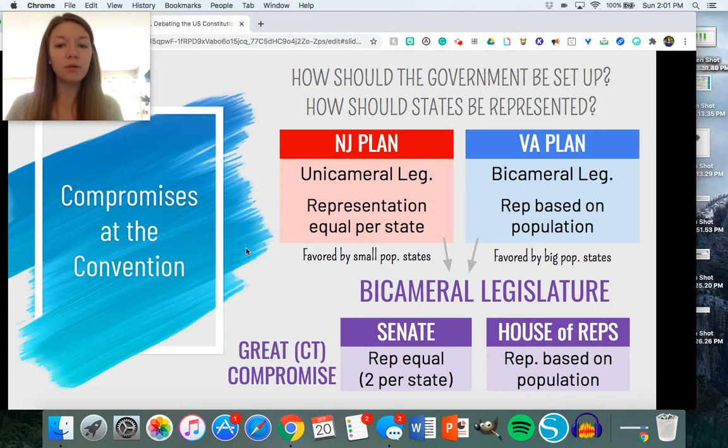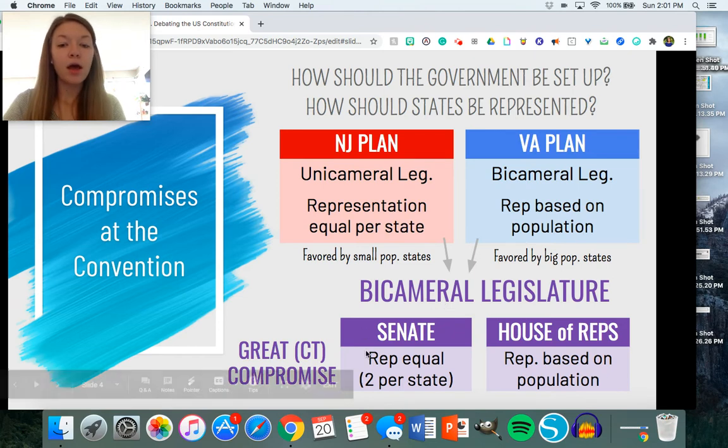And from these two plans, we decide to create a bicameral legislature. So we do take that part from the Virginia plan here. And what we do is we create in our legislative branch a Senate and a House of Representatives. And these two chambers or houses make up Congress.